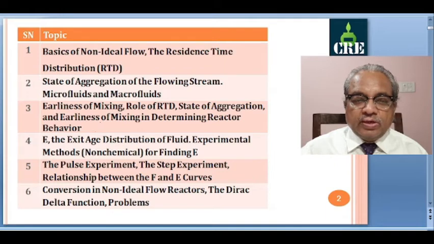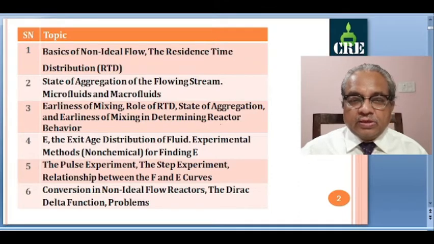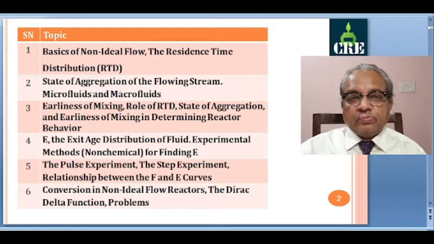E, that we call exit age, so exit age distribution of the fluid. Experimental methods for finding E, that is exit age, and these methods include the pulse experiment and the step experiment. Then we'll see the relationship between F and E curves, and finally the conversion in non-ideal flow reactors, the Dirac delta function, and problems based on the concept studied in this chapter.